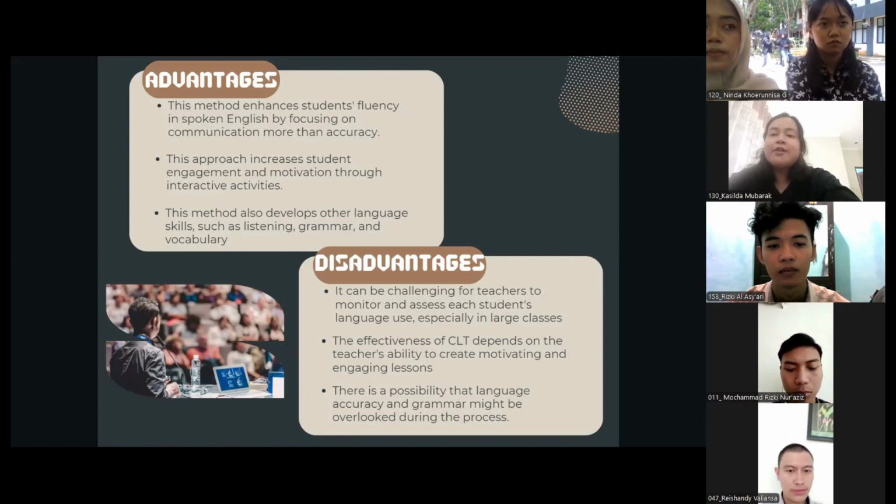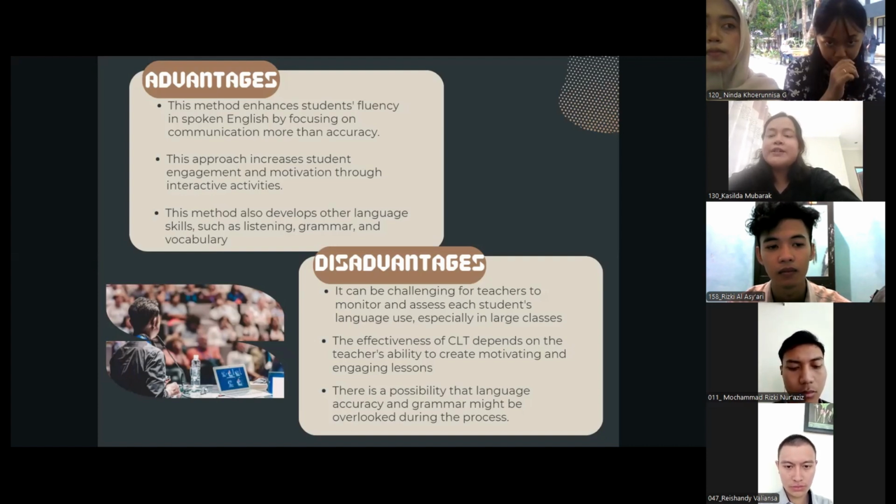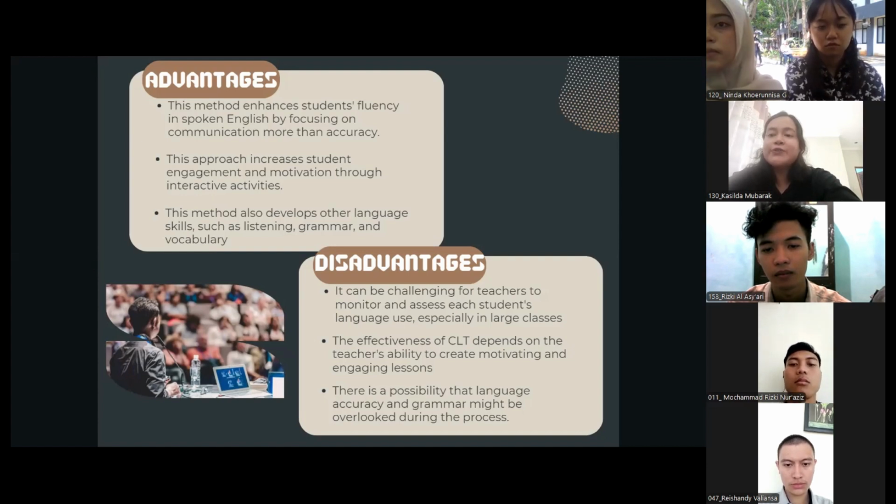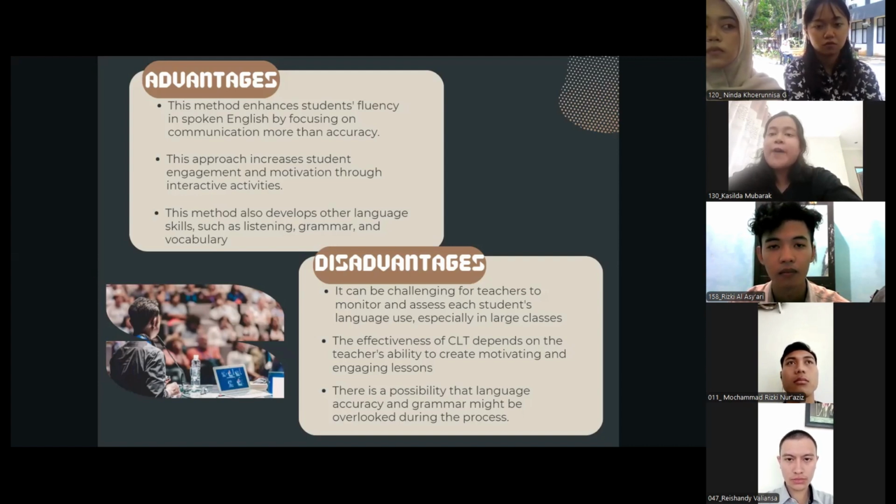Next is disadvantages. It can be challenging for teachers to monitor and assess each student's language use, especially in large classes. The second is the effectiveness of CLT depends on teachers' ability to create motivating and engaging lessons. The success of CLT is tied to how well the teachers can keep students engaged and excited.